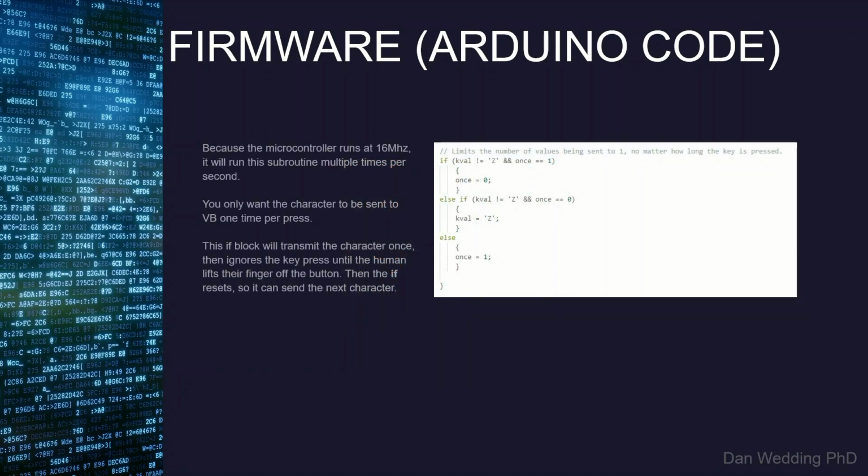Because the microcontroller runs at 16 MHz, it will run this subroutine multiple times per second. You only want the character to be sent to VB 1 time per press. This if block will transmit the character once, then ignores the key press until the human lifts their finger off the button. Then the if resets, so it can send the next character.